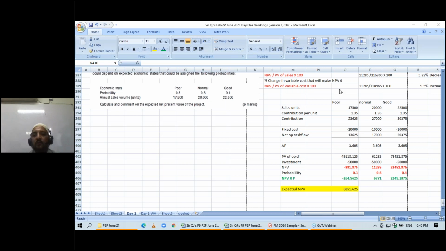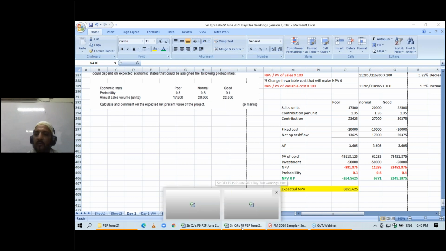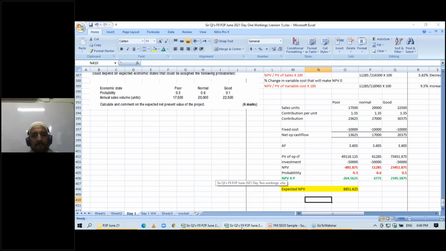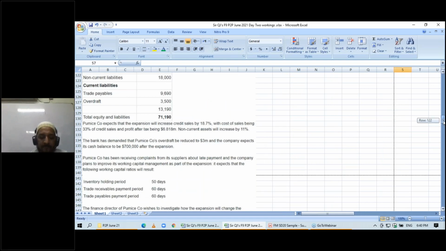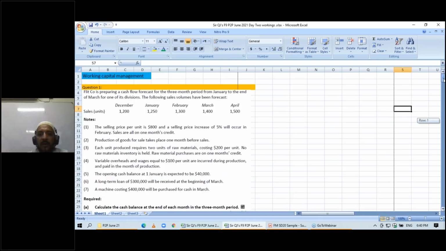Okay, students, let's move on to working capital management now, as we are running out of time. So I'm moving on to the next file, our working capital management file. Okay, so before going on to the question, let me briefly discuss the working capital management's basics first.